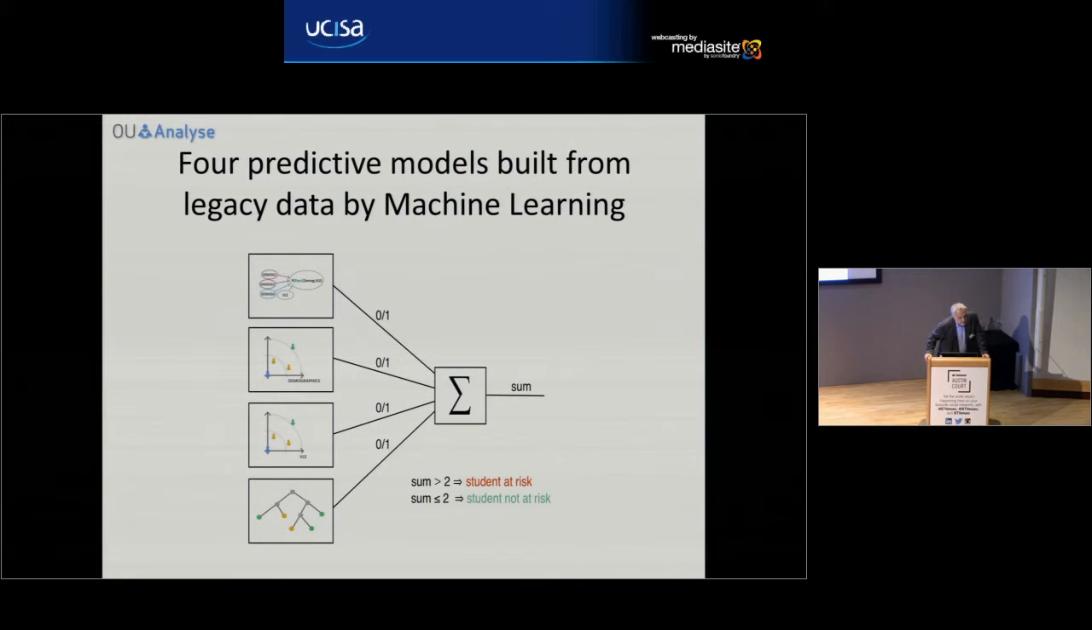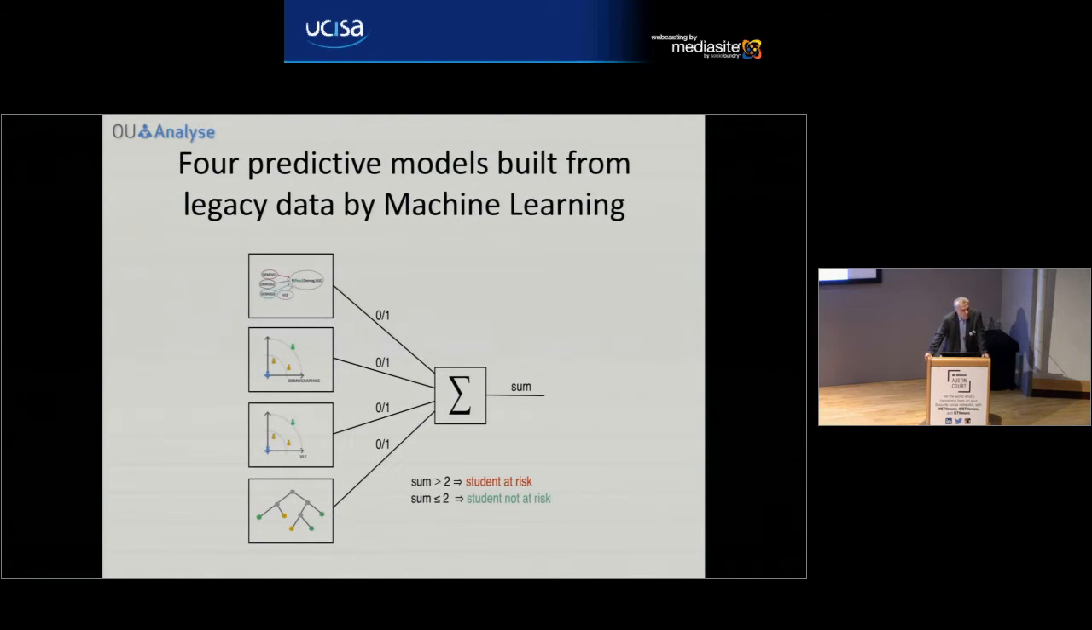Now, based on the information we have, we built 4 different models, and then these models vote. The first model is a Bayesian reasoner, which is more complicated than the one which I showed at the beginning, but still it's calculating the probability of a student to pass or fail.